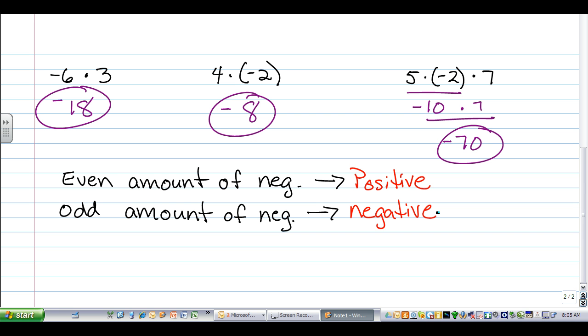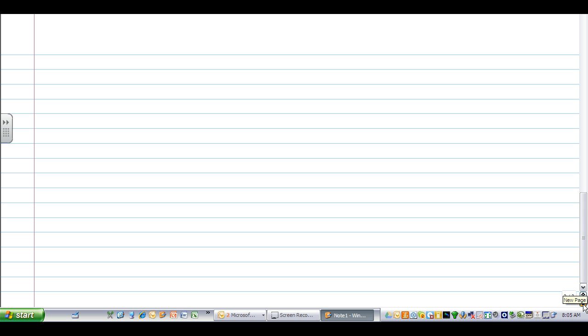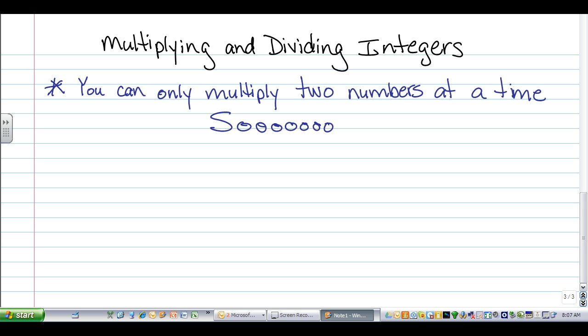I'm going to give you one other way to think about it, and maybe you'll like this one better. So you pick whichever rule is easiest to remember in your head, or make up one of your own. Okay? Here's another way of thinking about how to figure out if it's going to be positive or negative. You can only multiply 2 numbers at a time. Same thing with division.